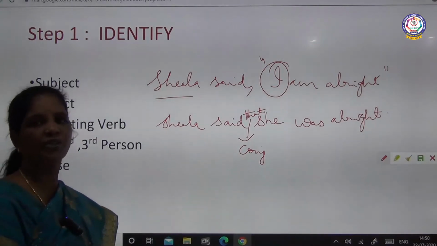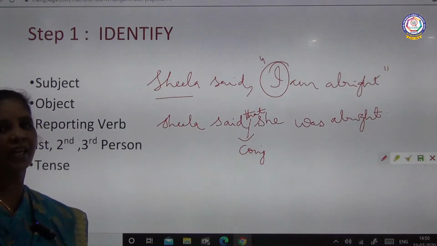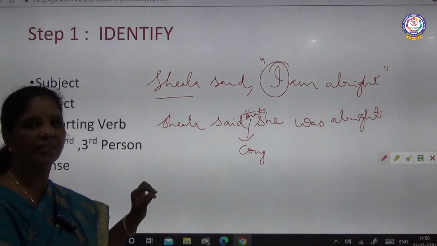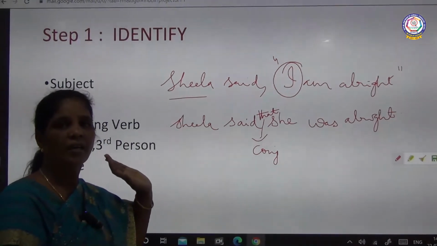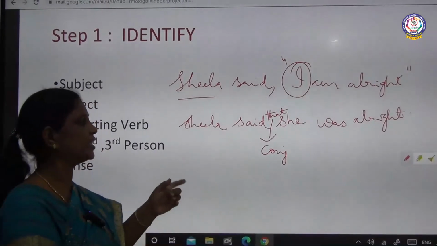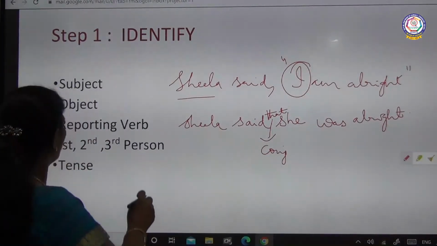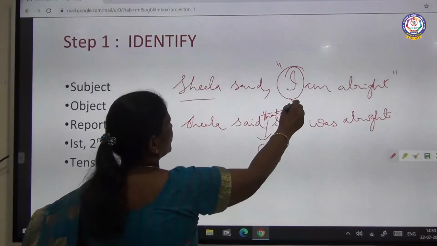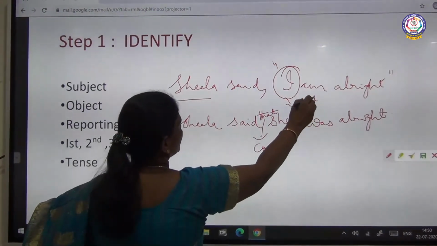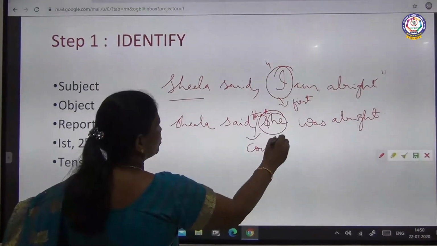Suppose if it is a WH question, this conjunction will not be there. Suppose if it is an exclamatory sentence, "that" will be there. If it is a yes or no type question, you will be writing "if" or "whether". So it is very clear. So here first person, third person, second person: "I" is here first person singular, you have changed that into third person singular.